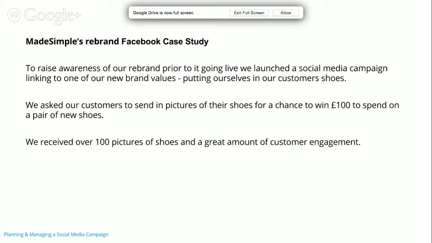So what we did as part of social was we said, okay, let's ask our customers to send in pictures of their shoes, because then we really have our customers' shoes. And we'll give them a small prize, a small incentive, a chance to win £100 to spend on a pair of new shoes. We've done a whole case study on the rebrand creative campaign, because we received over 100 pictures of shoes and a huge amount of customer engagement. We reached hundreds of thousands of people's accounts, and we got a really wonderful level of conversation, with people saying we love what you're doing. It resulted in over 100 tangible assets being given to us as well.